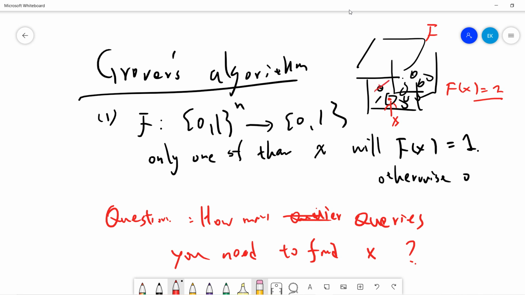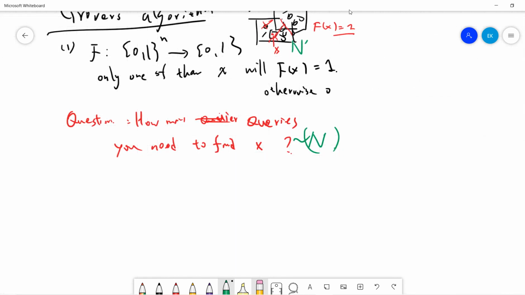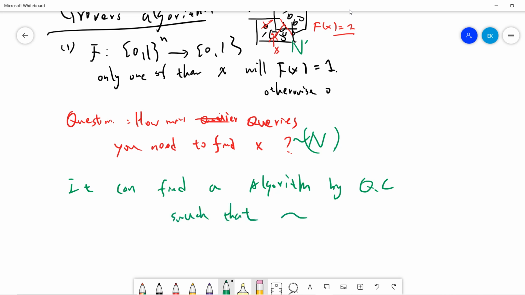Generally, if you see a classical algorithm, or the naive algorithm, you pick 1 and see whether it is correct, and if it's not, you pick 2, right? So by definition, the complexity is just n, suppose you have n balls. The idea of the quantum algorithm is that you can find an algorithm, by a quantum computer, that takes square root of n queries.